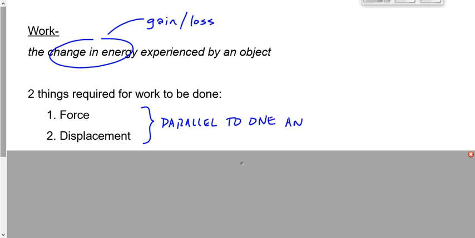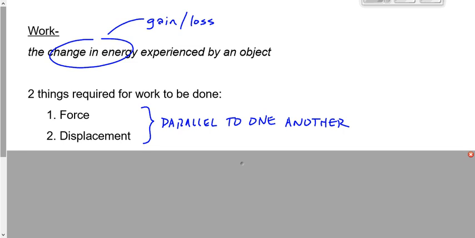It's not enough just to have a force. It's not enough just to have a displacement. It's not enough to have a force and a displacement. We need to have a force that is parallel to the displacement. In other words, we need to have a force that is affecting the motion. If I have a curling rock sliding down the ice, and I apply a small force on it downwards, I'm not going to affect the motion of that curling rock.